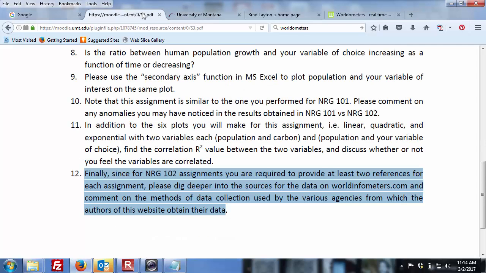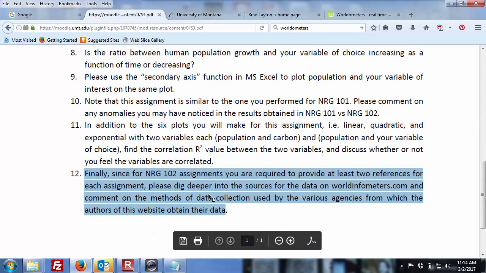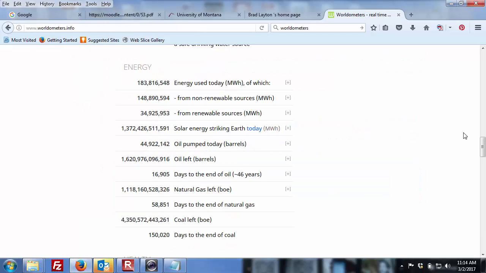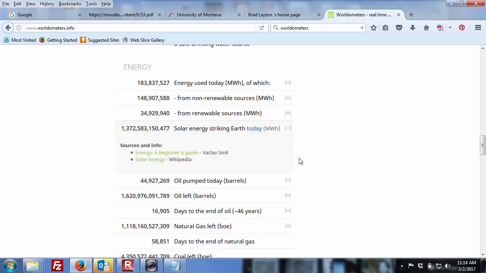So there's Worldometers, but what I'm going to ask you to do is go into the Worldometers, and there you go. So sources, energy, a beginner's guide. So it could be that Worldometers just went into Vaclav Smil's book and pulled some data off of one of his charts, and then just lets it roll from there.